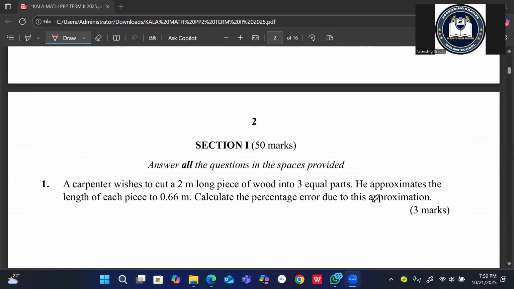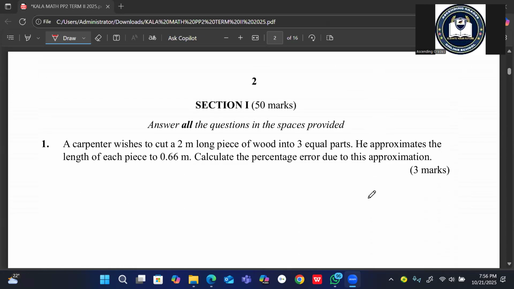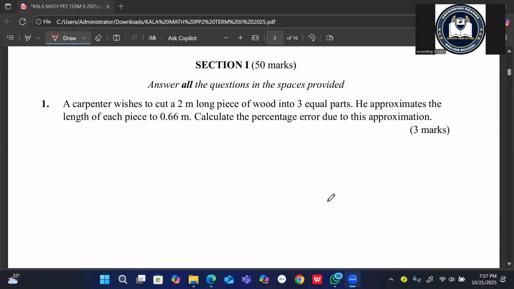So number 1, the instructions are: answer all the questions in the spaces provided. It's 50 marks. Number 1: a carpenter wishes to cut a 2 meters long piece of wood into 3 equal parts. He approximates the length of each piece to 0.66 meters. Calculate the percentage error due to this approximation. It is 3 marks. So this question needs the knowledge of errors and approximation.